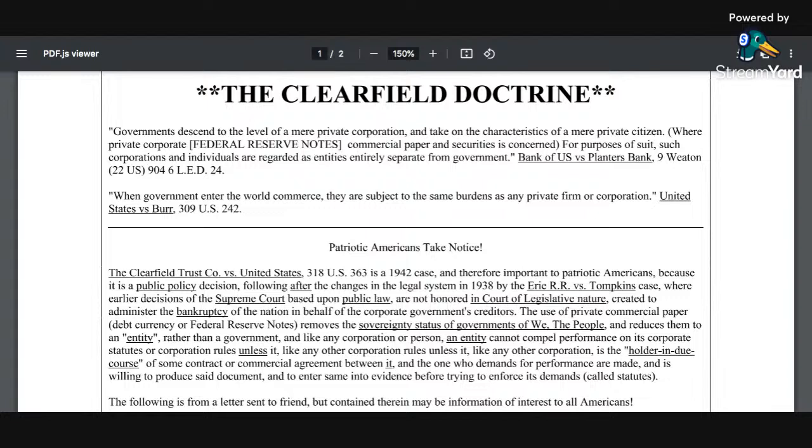and therefore important to Americans because it is a public policy decision following the changes in the legal system in 1938 by the Erie Railroad versus Tompkins case, where earlier decisions of the Supreme Court based upon public law are now not honored in a court of legislative nature, created to administer the bankruptcy of the nation on behalf of the corporate government's creditors.